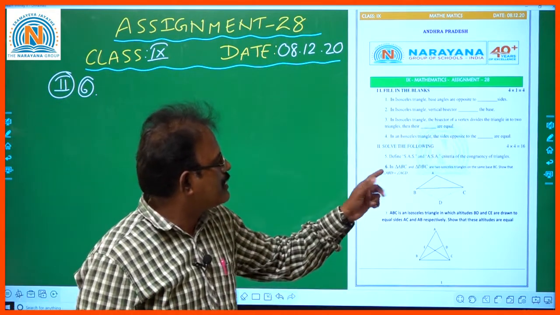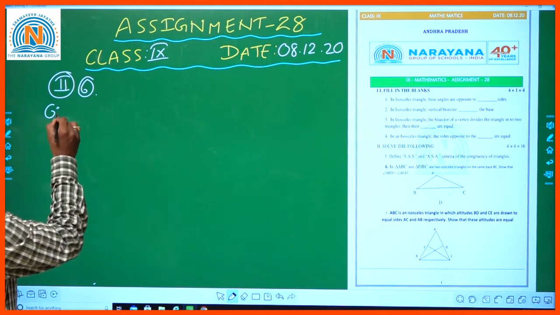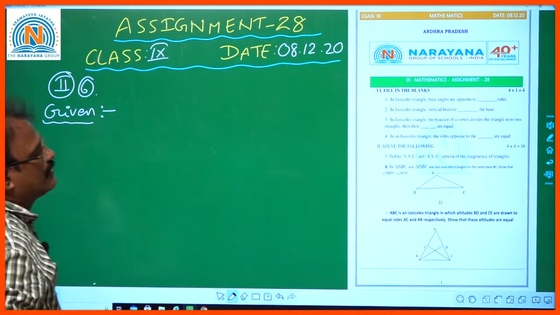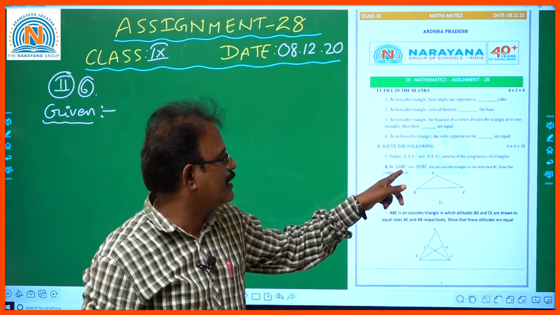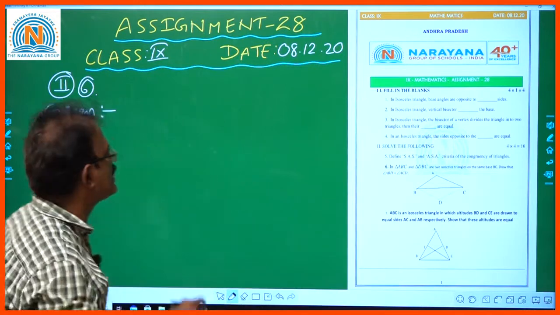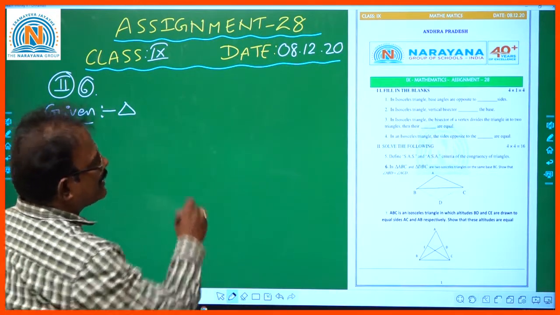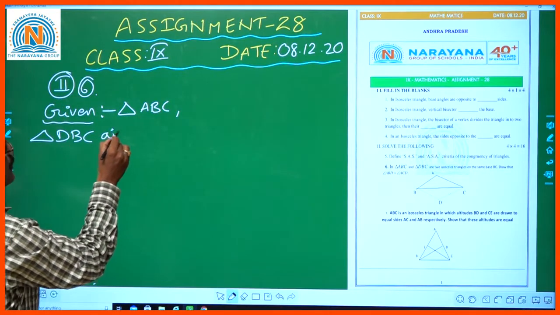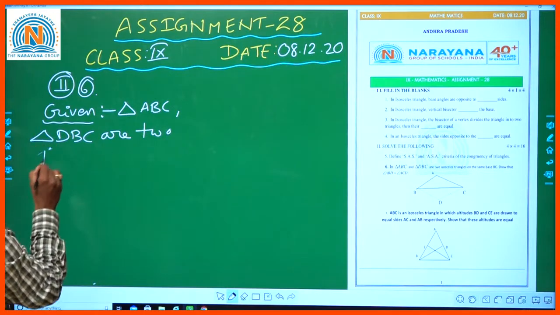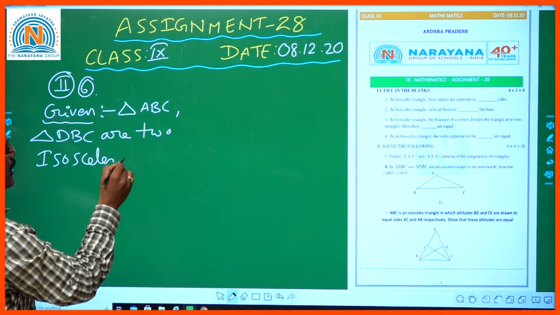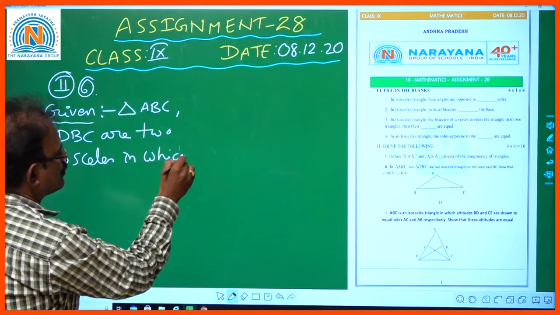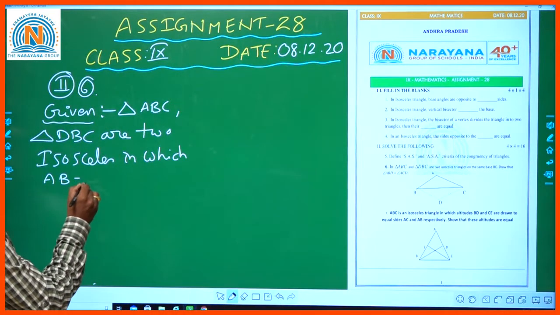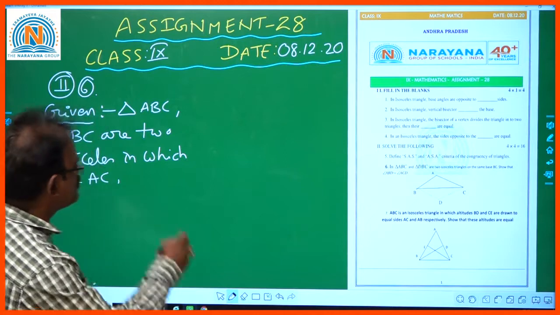What is question number 6? In triangle ABC, the structure of the various steps in the theorem. Given part: triangle ABC and triangle DBC are two isosceles triangles in which AB is equal to AC and BD is equal to DC.